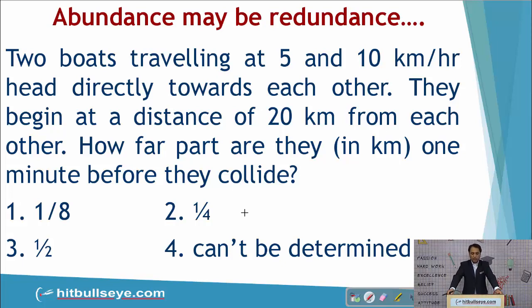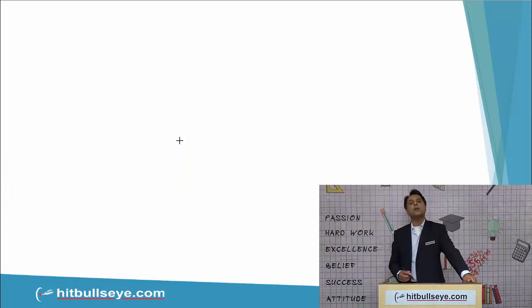Two boats traveling at 5 and 10 kilometers per hour head directly towards each other. They begin at a distance of 20 kilometers from each other. How far apart are they in kilometers 1 minute before they collide? And 4 options have been given. Now, let's take a look at the working methodology.